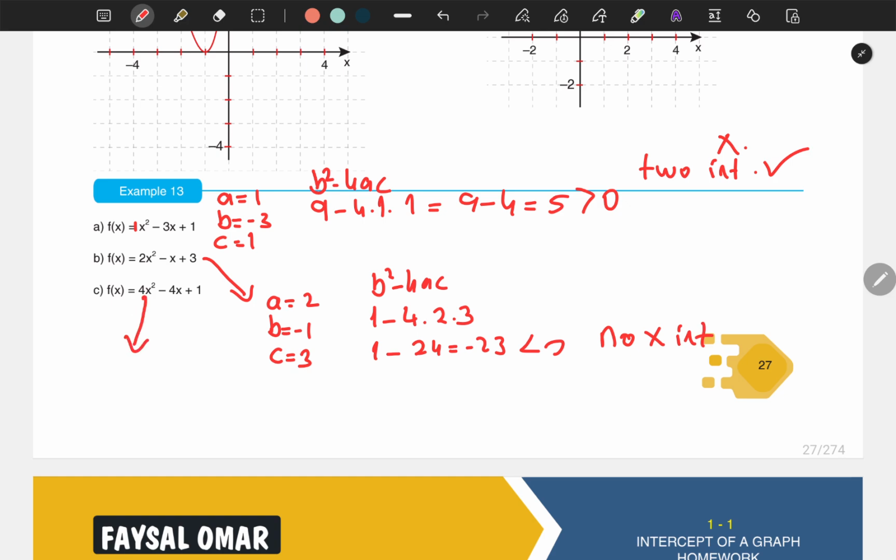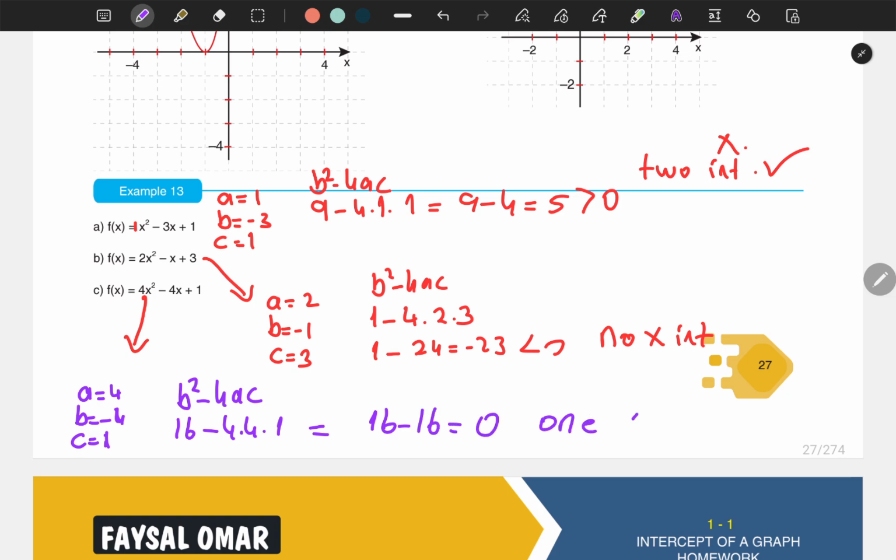How about this one? A is equal to 4. B is equal to negative 4. C is equal to 1. Can I replace? b squared minus 4ac. b squared means negative 4 squared, 16. 4 times, what is the a? 4. What is the c? 1. Guys, when you look at here, 16 minus 16, isn't it? Is equal to 0. So if it's equal to 0, can I say that I have only one x-intercept?